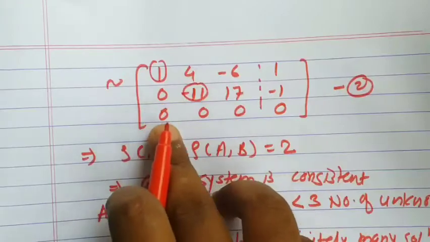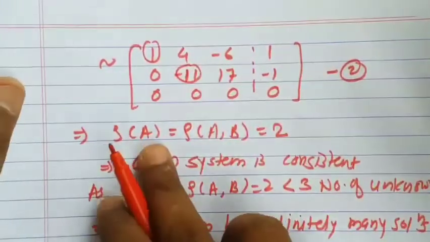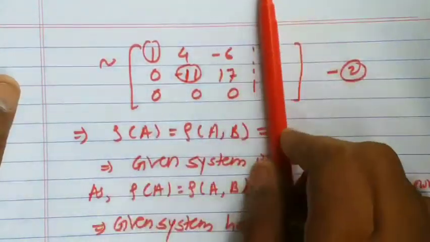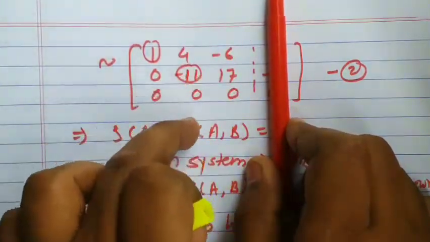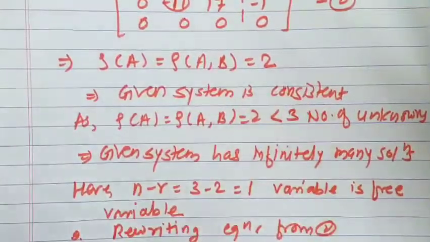So clear, and these zeros we are having, so clearly this is in row echelon form. Now we are going to calculate the rank. The rank of this whole matrix is 2, which is the same as the rank of A. If you hide this column, this matrix is our A matrix, its rank is also 2. So both ranks are equal. This implies the given system is consistent.